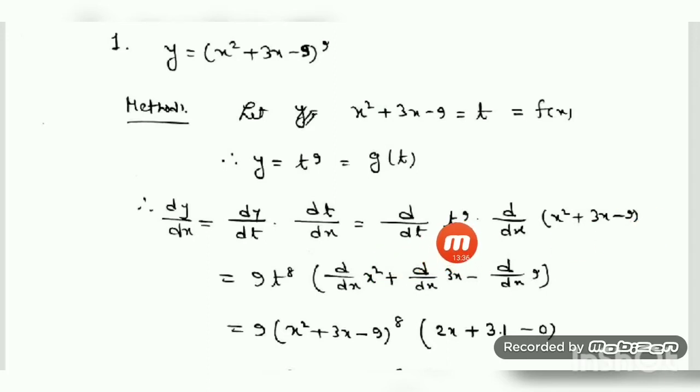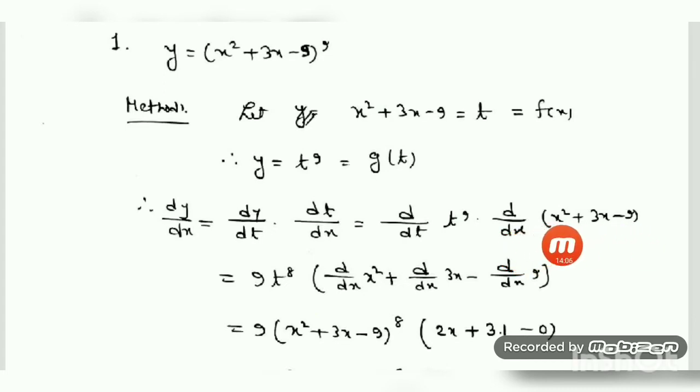You know the formula, d/dx of x to the power n, we know. Power constant, that is our only formula. So if it is x, this is also x, then we can apply the formula. So here it is t, this is also t, so I can apply the same formula. So the formula becomes, what is d/dx of x to the power n? n into x to the power n minus 1. So it becomes 9 into t to the power 9 minus 1, which is 8.